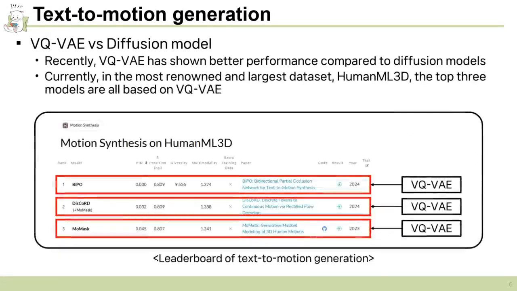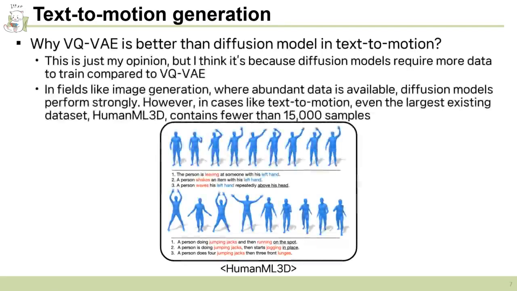When comparing these methods, VQ-VAE has recently shown better performance in text-to-motion tasks. For example, on the HumanML3D dataset, which is one of the largest datasets in this field, the top-performing models are based on VQ-VAE. So why does VQ-VAE perform better? It is truly based on my opinions.